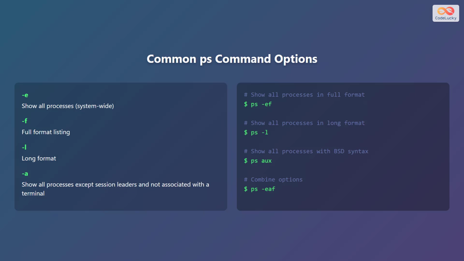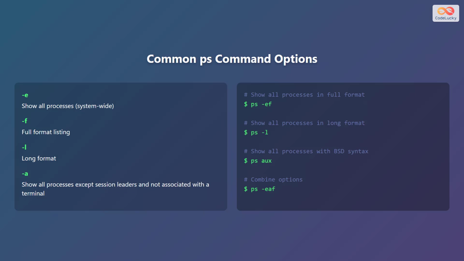Now let's discuss some common options used with the ps command. The first option is -e, which shows all processes system-wide. The second option is -f, which provides a full format listing. The third option is -l, which gives a long format. And the fourth option is -a, which shows all processes except session leaders and those not associated with a terminal.